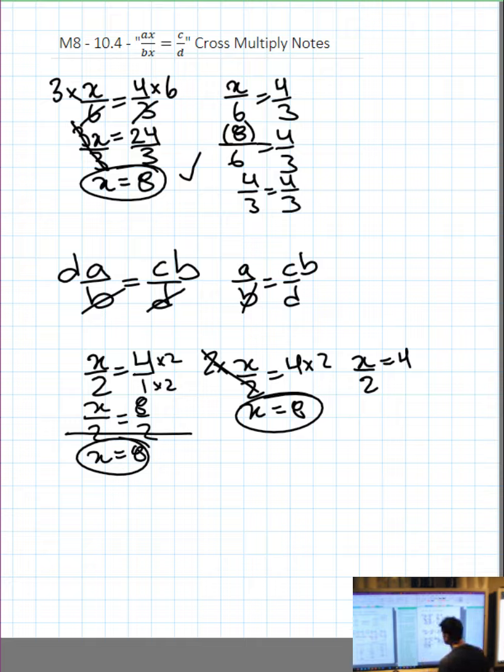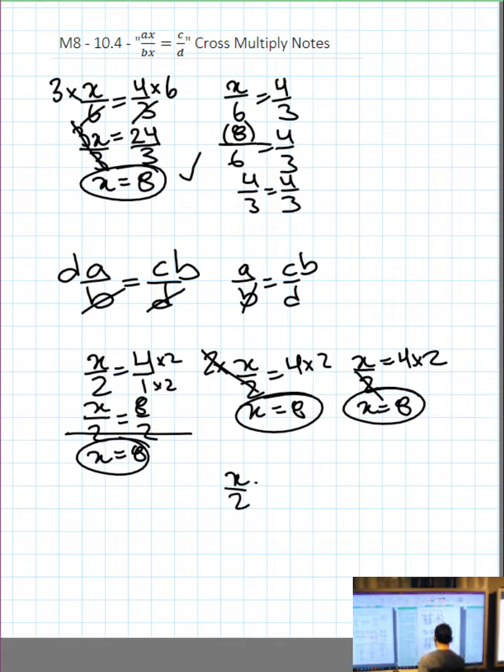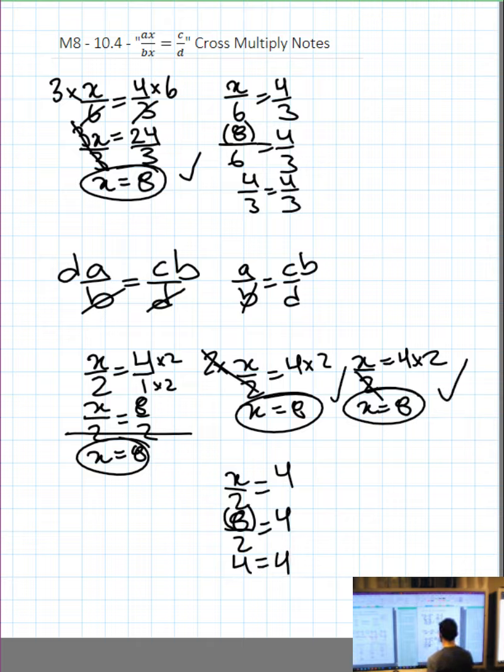But they're the same. Now the example off to the right, if I do cross multiplication, I can simply just cross off the 2 on the bottom left and say times 2 on the top right and say x equals 8. Either way, the answer is correct every single time. Let's check that answer. x over 2 equals 4. Substituting 8 back in for x, we get 4 equals 4. Check mark, check mark, check mark.